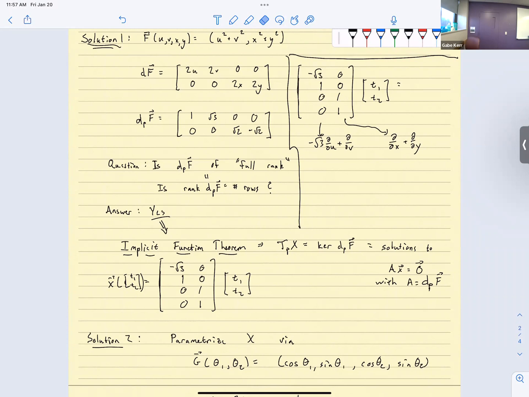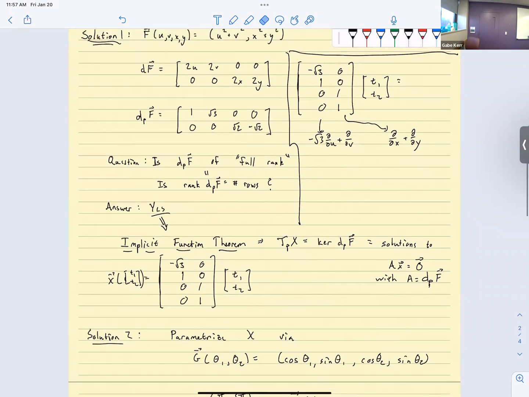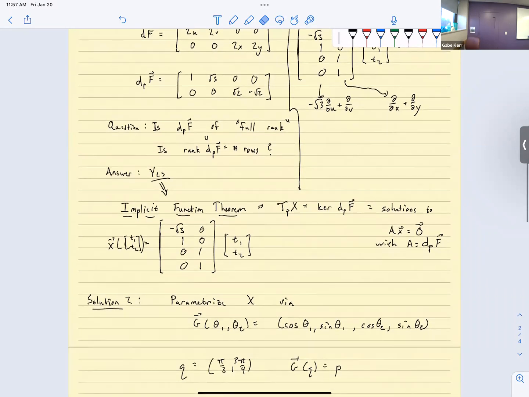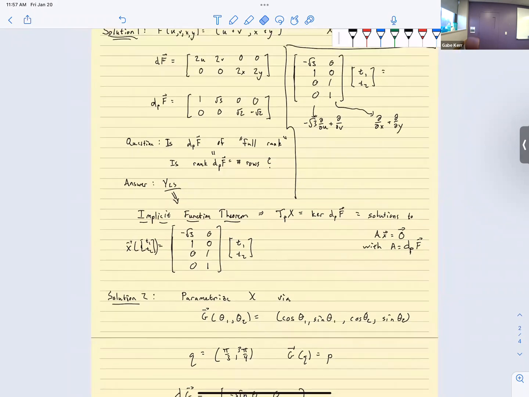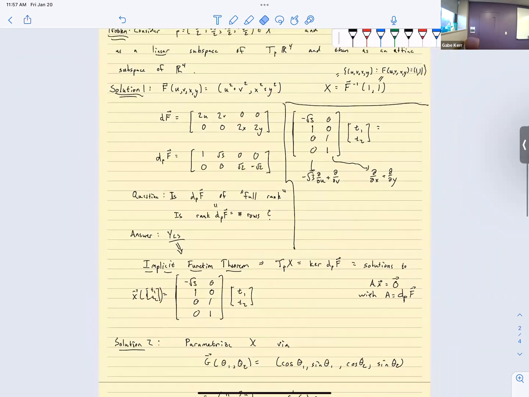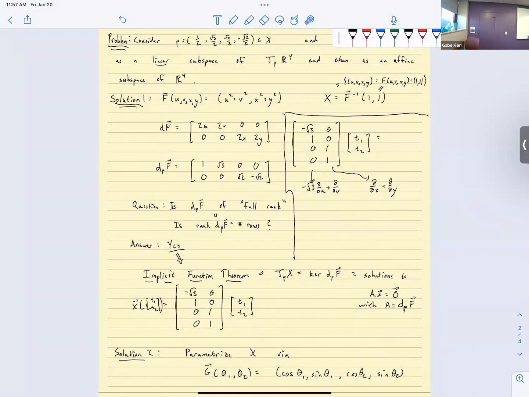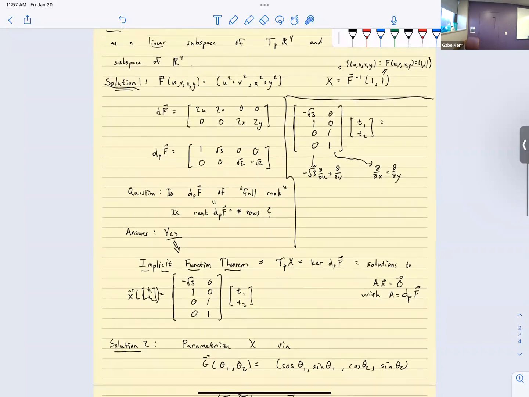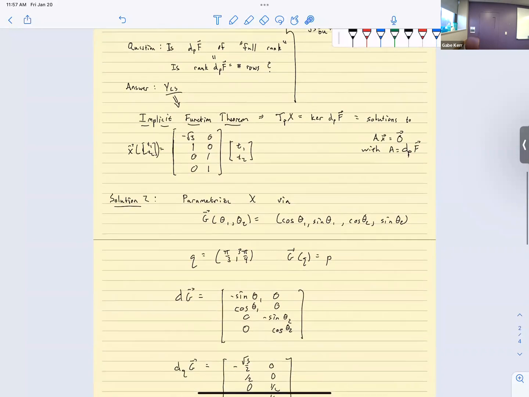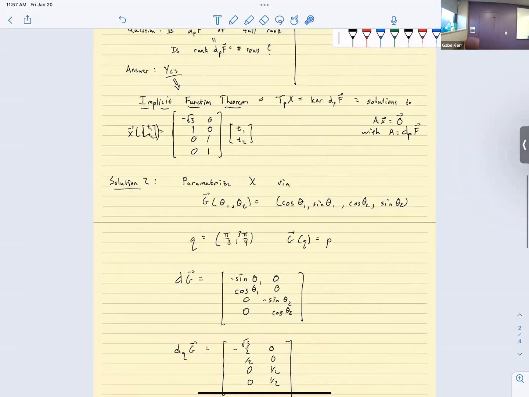It's a nice map. We just use the parametrizations of the unit circle in both cases, and I have my two angles, theta 1, theta 2. We note that if Q is equal to pi over 3 and 3 pi over 4, and I put that Q into G, I should get P. The value of this parametrization at Q is P. And now what I want to say is, well, G, yes, go ahead.